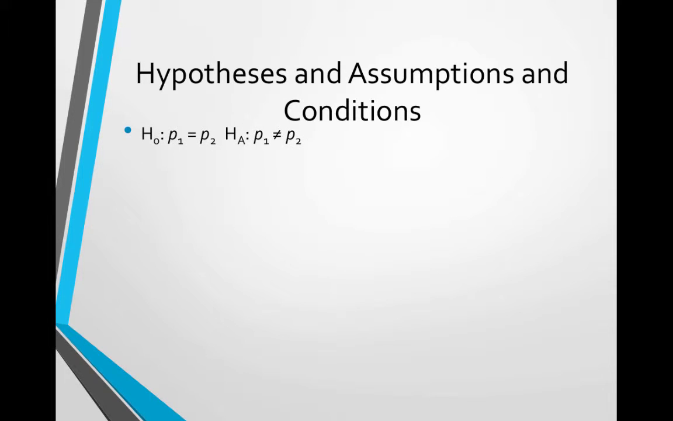So starting with our hypotheses, the null hypothesis is that the 2 proportions are equal. So you're going to snore the same regardless of your age. So old people snore just as much as young people. Our alternative, they just want to know if there was a difference. So our alternative is 2-sided because P1 does not equal P2.